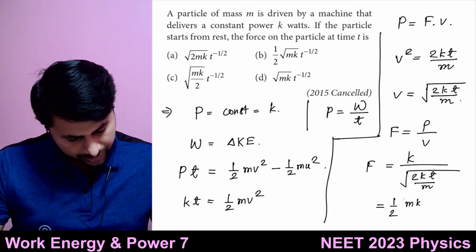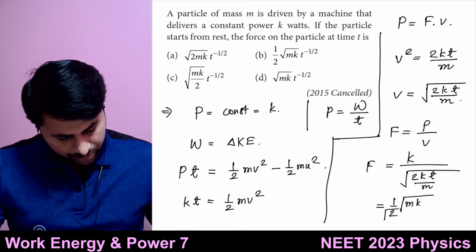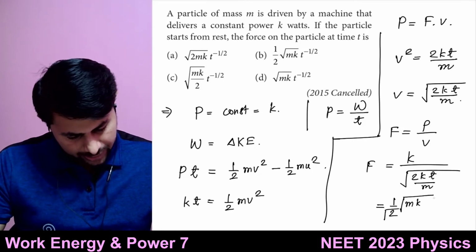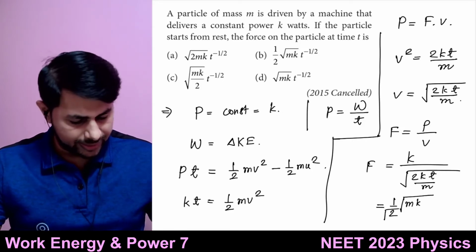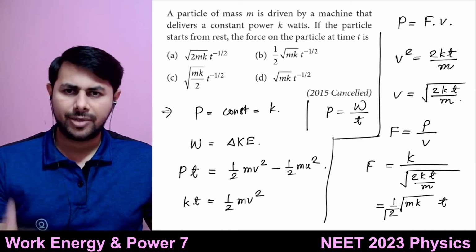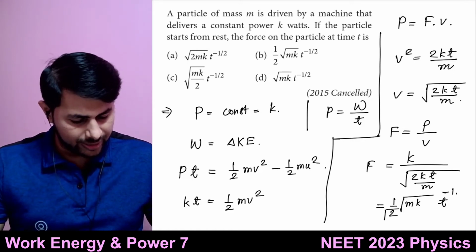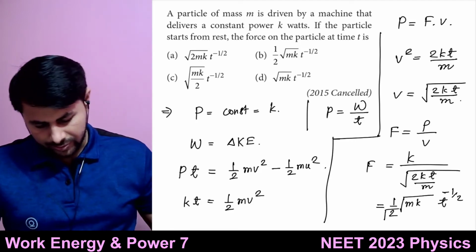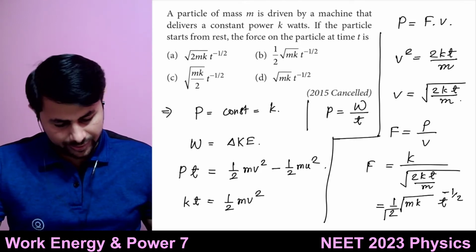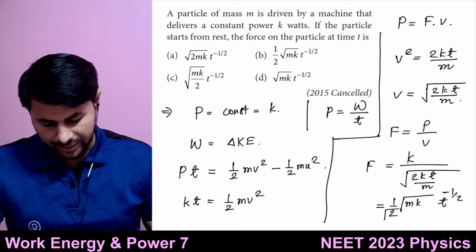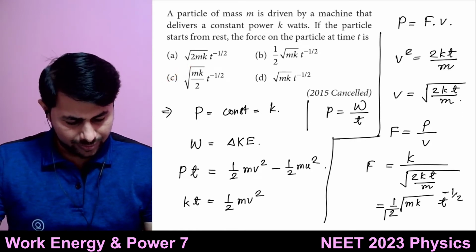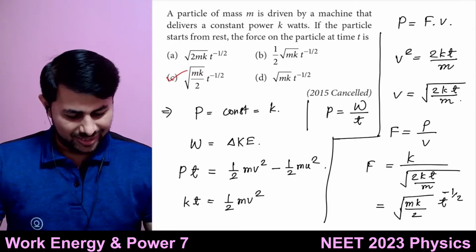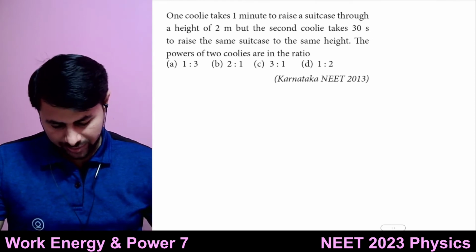It will be root of 2 actually, not 1 by 2, root of 2, and then t we can take out. It's in the denominator, so in the denominator it is t raised to half. So in the numerator it is t raised to minus half. Right. So which is the option? Option C, right? Yes or no? Alright, let's move on to the next question.